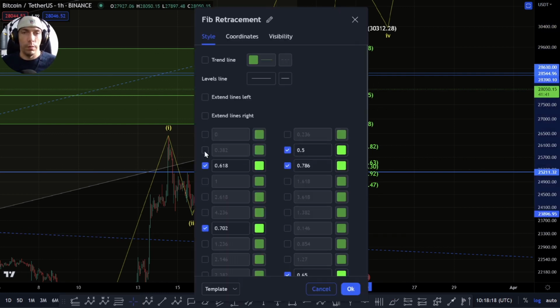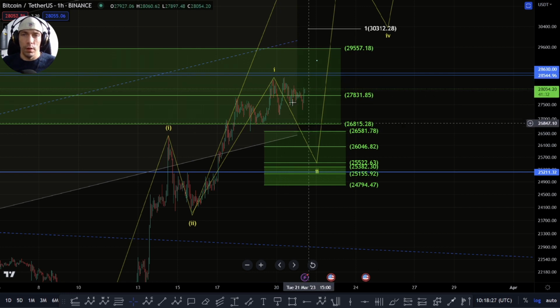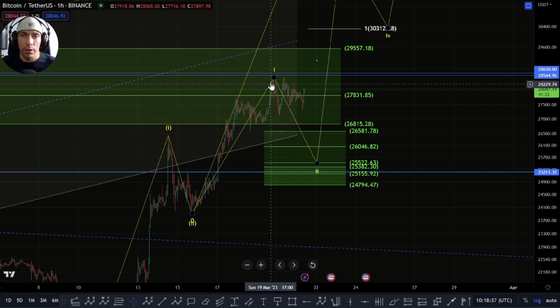I think that's 382 if I turn it on. Yeah, so that 382 is up in this range, 26,581. So if we do move down here in a three-wave structure, A, B, and C, keep an eye on this 26,581. It could be a zone we could look to reverse up from. But yeah, at the moment, this is looking very choppy in here. We could be getting some kind of a triangle going on here.